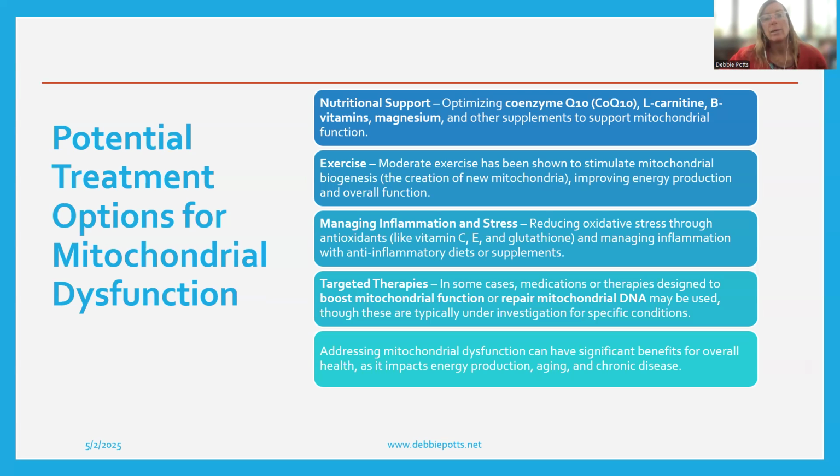So figuring out how we can create new mitochondria and get rid of the dead mitochondria. So which workout program is best for you for treating mitochondria? Reducing inflammation, oxidative stress, getting your antioxidants, vitamin C, E, and glutathione, or precursors to glutathione. And then boosting mitochondrial function. There's different supplements you can do as well, but I think looking at exercise and nutrition first and stress.